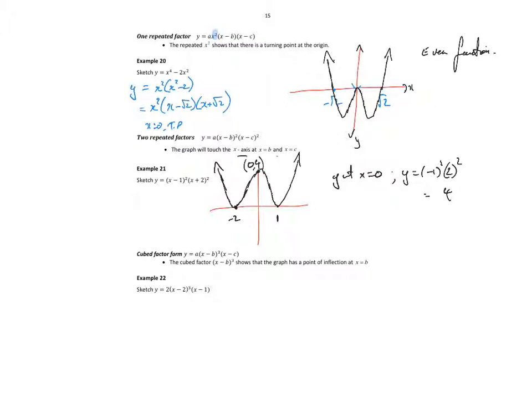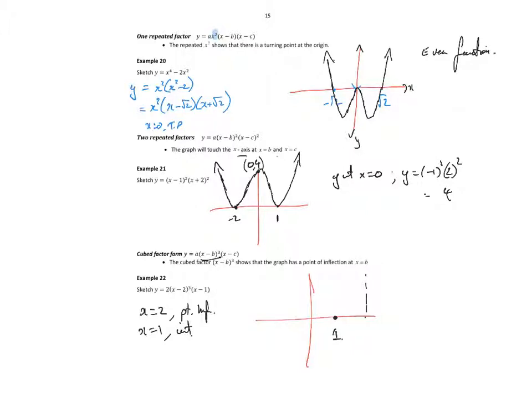Okay, finally, if I've got a cubed factor repeated, it makes it a point of inflection, a bit like our cubic graph. So let's do my axes. At x equal to 2, it's a point of inflection. And at x equal to 1, it's an intercept because it's only linear. So at 1, I've got an intercept, and at x equal to 2, I've got a point of inflection.